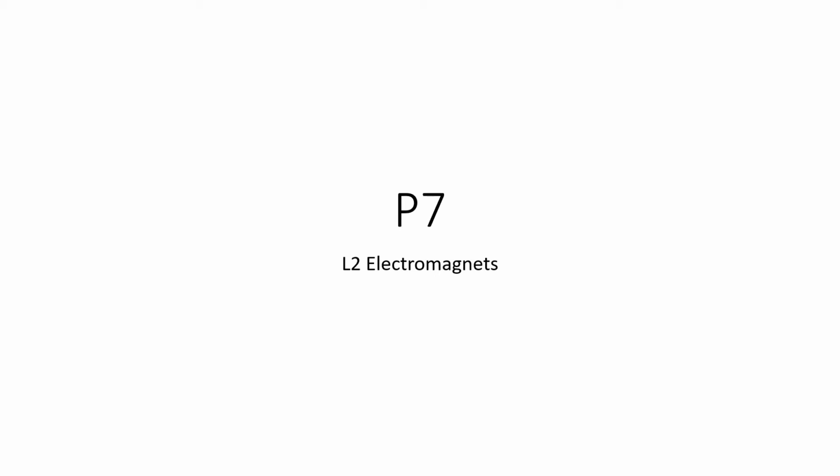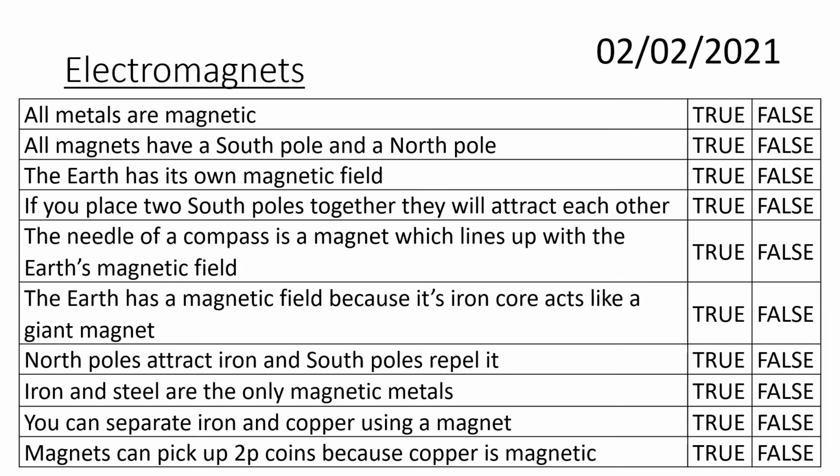This is a GCSE physics presentation looking at electromagnets. In front of you there's a number of statements, and each one you've got to identify as being true or false. When you're ready, you can restart the presentation and check through your answers. So pause now and try your best to come up with the answers.